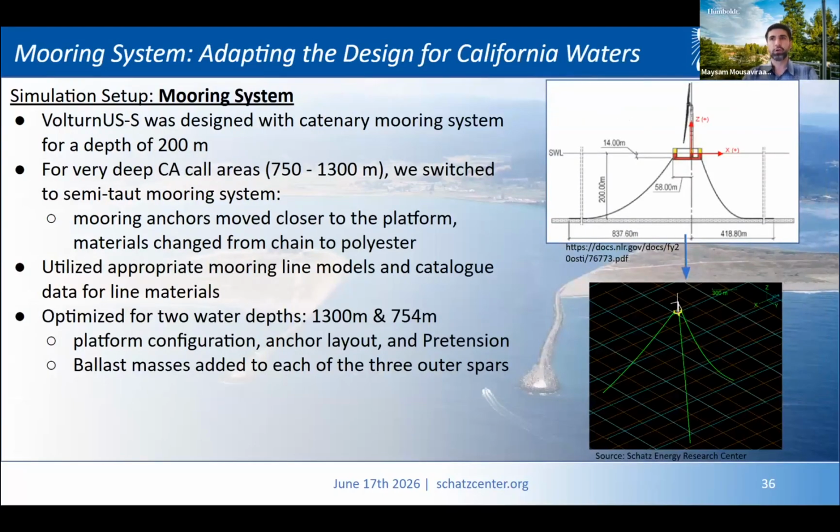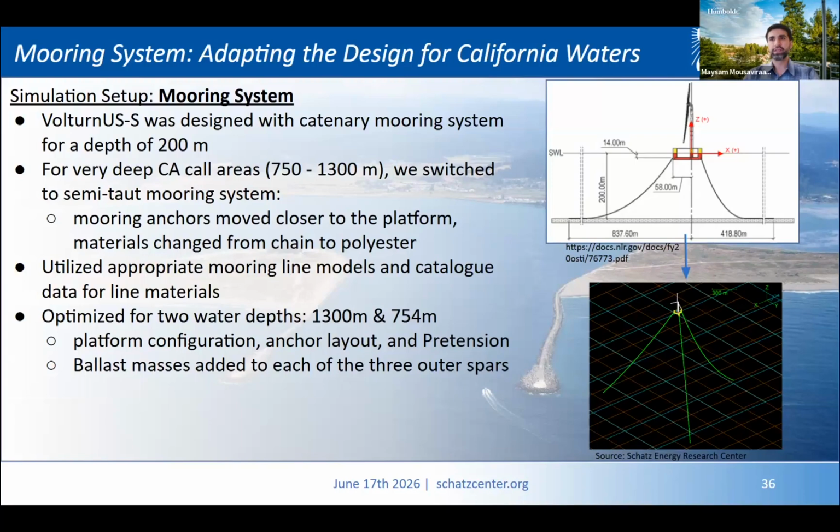The mooring system required substantial modification because the original reference platform definition incorporated a catenary mooring system designed for a water depth of 200 meters. This is much shallower than the California call areas we are studying, where the depths are roughly between 750 to 1,300 meters deep. Discussing with our project partner, Principal Power, and other experts in the field, we determined that a semi-taut mooring system is the most probable configuration to be deployed.